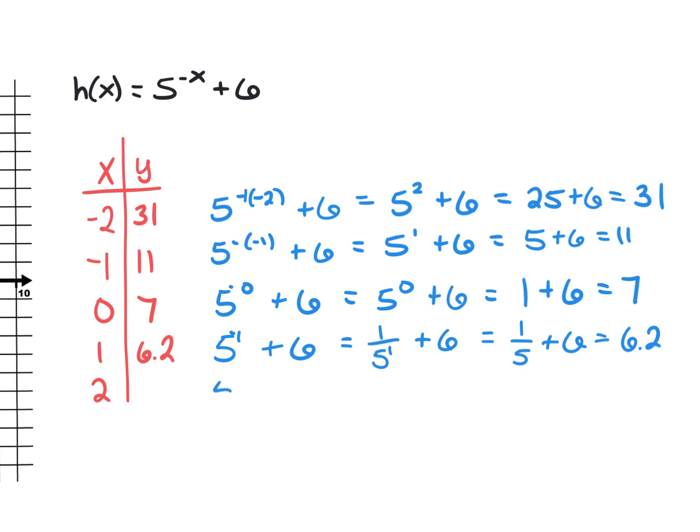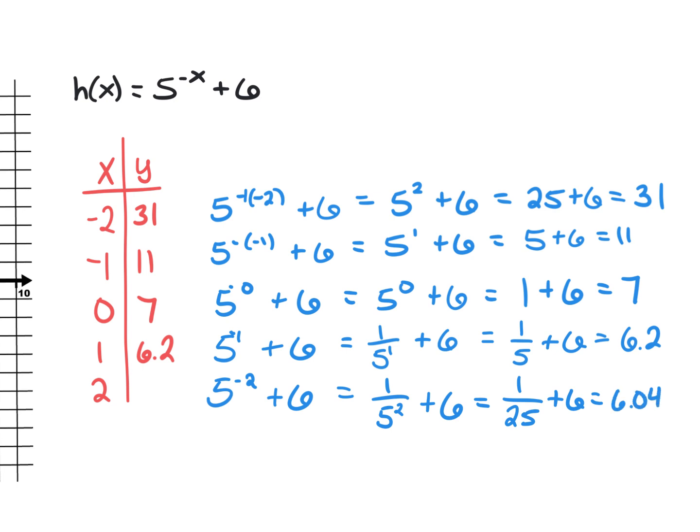So this last one turns into 5 to the negative 2 plus 6. What do we do with 5 to the negative 2? We've got to flip it, so this turns into 1 over 5 to the second plus 6. Well, what's 5 to the second power? 25. So type in your calculator 1 divided by 25 plus 6. 6.04.